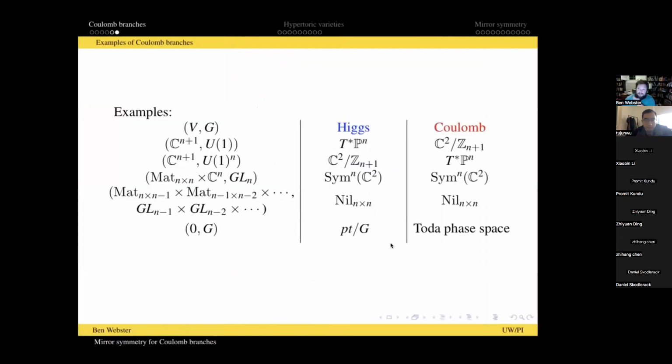All right, some examples. Here I helpfully provided also the Higgs branches of these theories. This is one we already talked about, where U1 acts on C^(n+1) by the obvious action on every coordinate. The Coulomb branch there is C2 mod a cyclic group. The Higgs branch you can work out is T star Pn. So this is basically the usual construction of Pn as a quaternionic quotient.